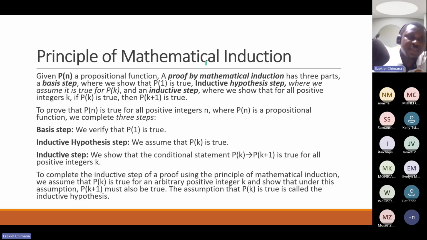So given P(n), which is a propositional function, a proof by mathematical induction has 3 parts. A basis step, where we show that P(1) is true. And then the inductive hypothesis step.